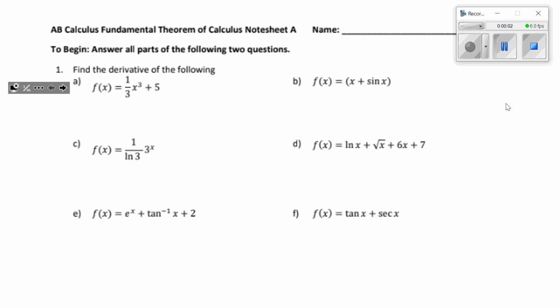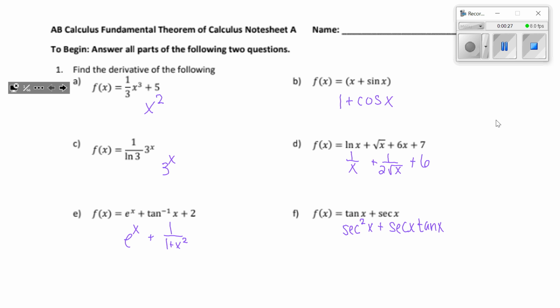All right, this unit is called the Fundamental Theorem of Calculus. And before we talk about undoing derivatives, we're going to spend a minute and review the derivatives for these functions. So I want you to take a minute and try to take all the derivatives for all 6 of these.